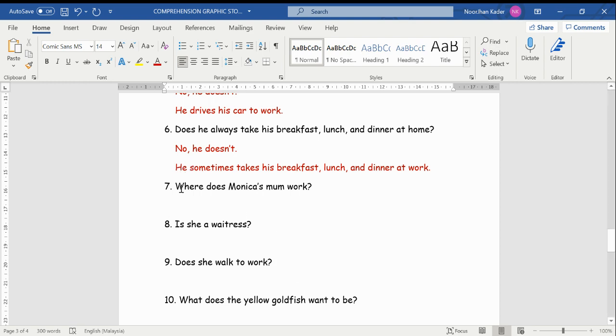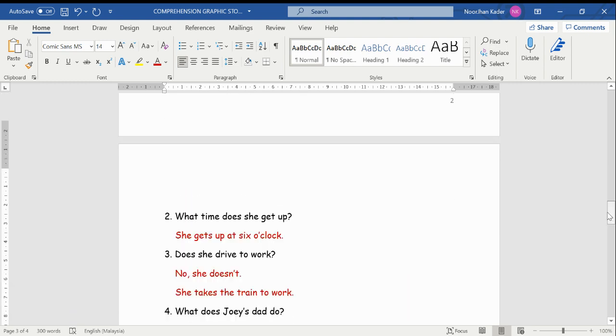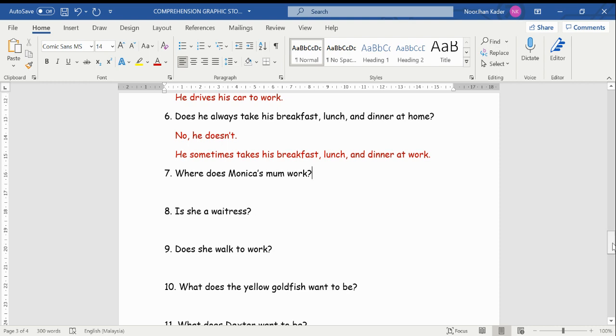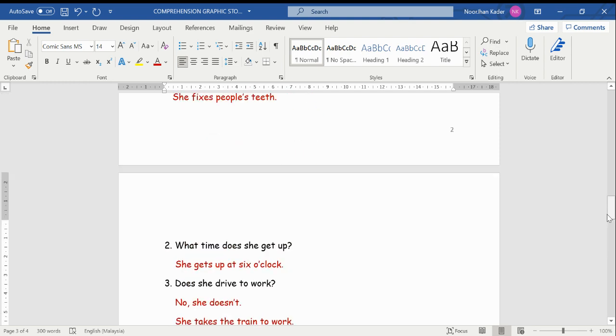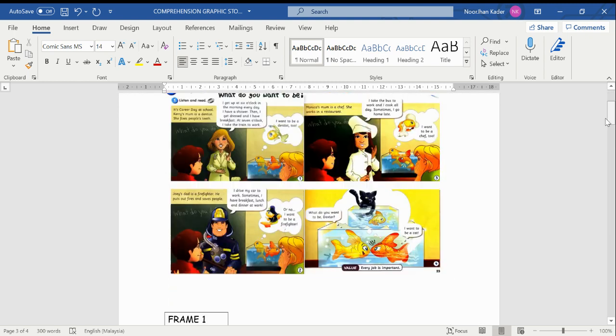Number 7. Now we have finished frame 2. Frame 1 and frame 2 are done until number 6. Now we are going to number 7. Where does Monica's mom work? Number 8, is she a waitress? Number 9, does she walk to work? So 7, 8, 9 are based on frame 3.